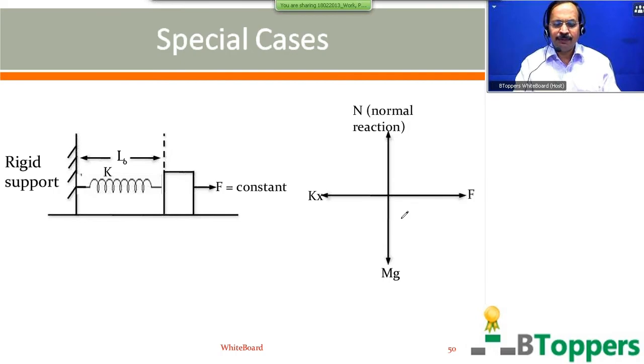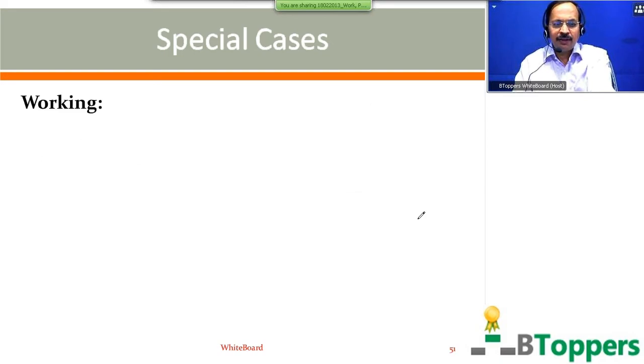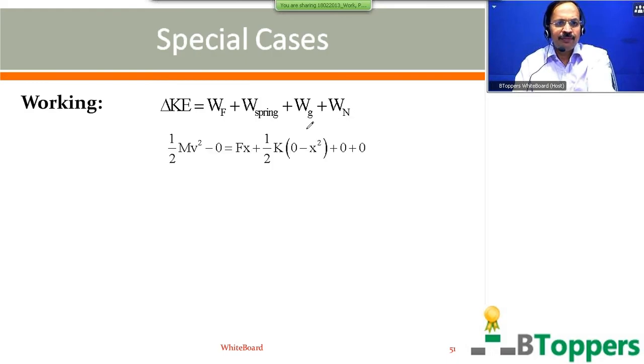So in case you need more time to copy this, you can take a pause. I am going to show the notes continuation to this. That is the working for the conclusion, which I have directly shown in the beginning. From work energy theorem, delta K is equal to WF plus W spring plus WG plus WN. WF is the work done by the constant force applied on the block by the external agent. W subscript spring is the work done by elastic force by spring on the block. W subscript g is the work done by gravitational force on the block. WN is the work done by normal reaction force on the block.